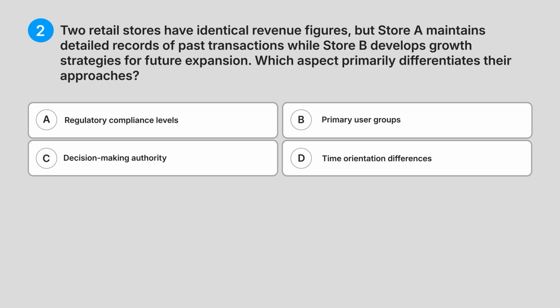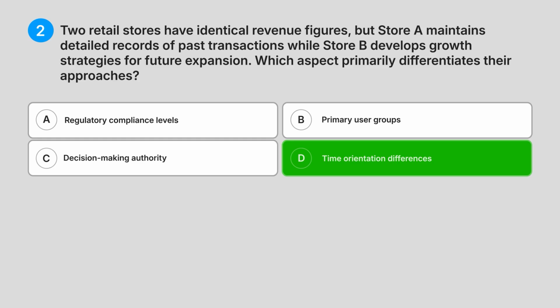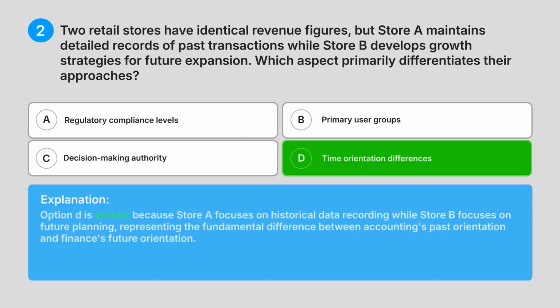Correct answer, D. Time orientation differences. Explanation: option D is correct because Store A focuses on historical data recording, while Store B focuses on future planning, representing the fundamental difference between accounting's past orientation and finance's future orientation.